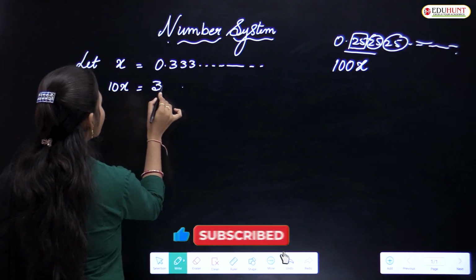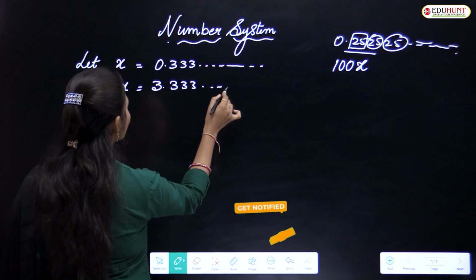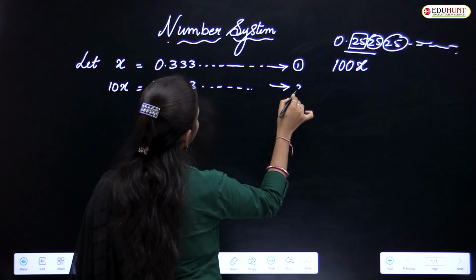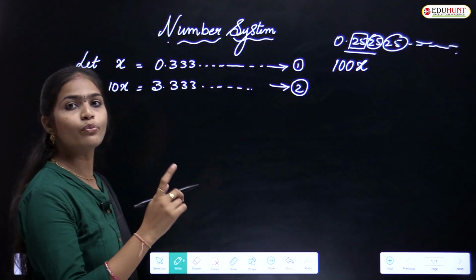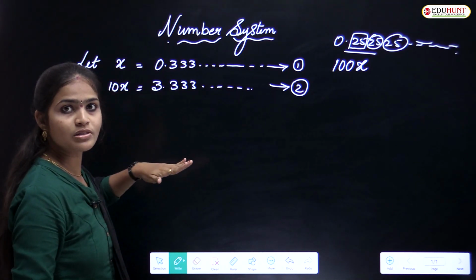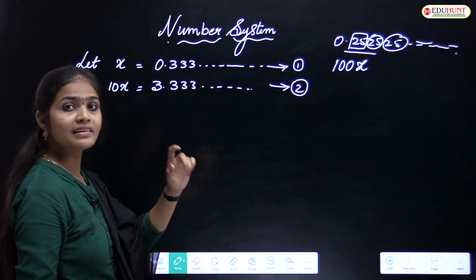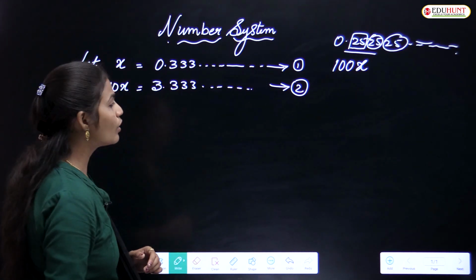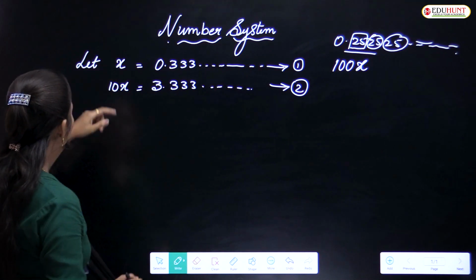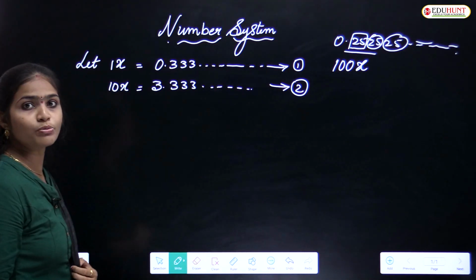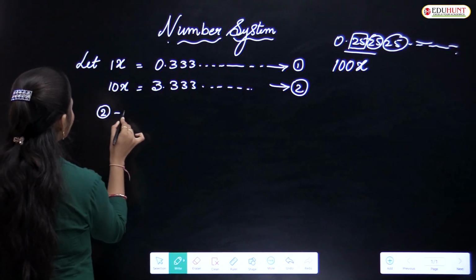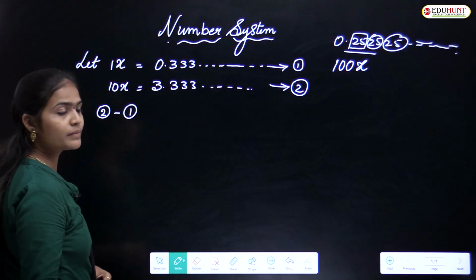So here we multiply the given number by 10 and get 3.333 and so on. This is equation number 1 and this is equation number 2. Now we have to subtract the equations. Which one is greater? For subtraction, we always subtract the smaller number from the greater number. Compare the LHS: here 1x, here 10x. 10x is greater, so subtract equation 1 from equation 2.